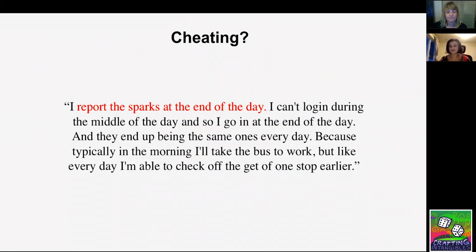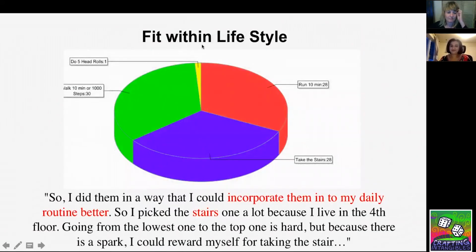And this is how they use the game. So in terms of the fit within the lifestyle, one person said, so I did them in a way that I could incorporate them into my daily routine better. So I picked the stairs one a lot because I live on the 14th floor. Going from the lowest one to the top one is hard, but because there is a spark, I could reward myself for taking the stairs. So they looked at the game as a rewarding mechanism for doing something that was really hard to do, going 14 floors every day.